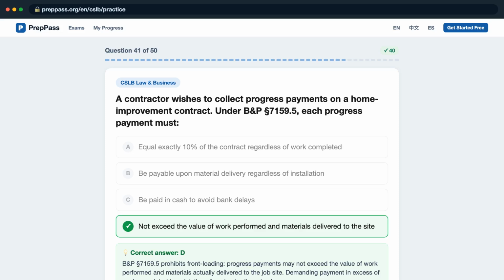BNP Section 7159.5 prohibits front-loading. Progress payments may not exceed the value of work performed and materials actually delivered to the job site. Demanding payment in excess of work completed is a violation of contractor licensing law.